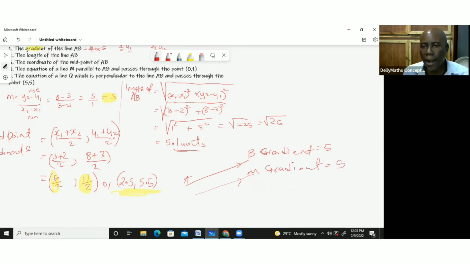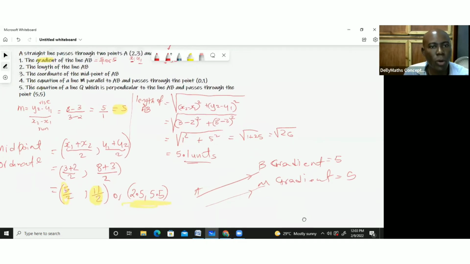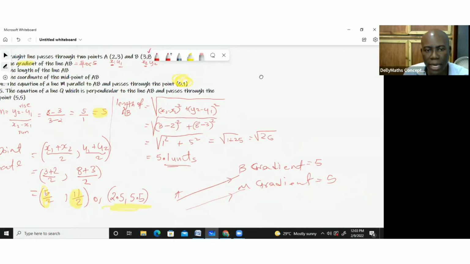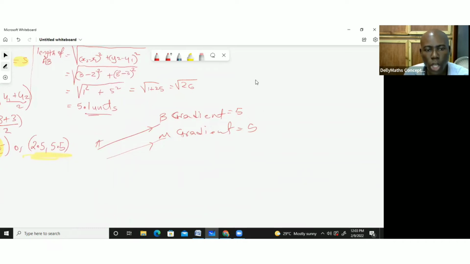So when lines are parallel, they do share the same gradient. So in response to that question, we want to know what point it actually passes through. It actually passes through (0, 1). So we're going to be using the gradient of 5 and (0, 1). Now we're looking at the fourth question.